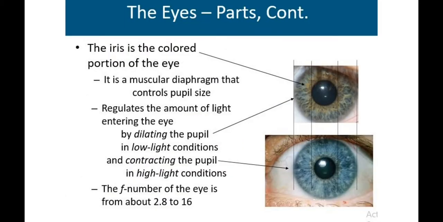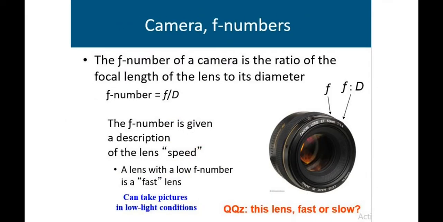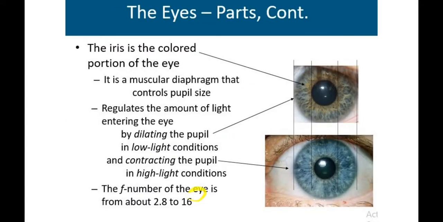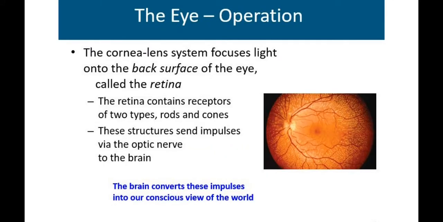Okay, then maximum is 2.8 and minimum is 16. I mean 16 is the condition when the iris is very small. The aperture is very small in bright, high light environments, and then the F number will be large, up to 16. In low light conditions it is the opposite.